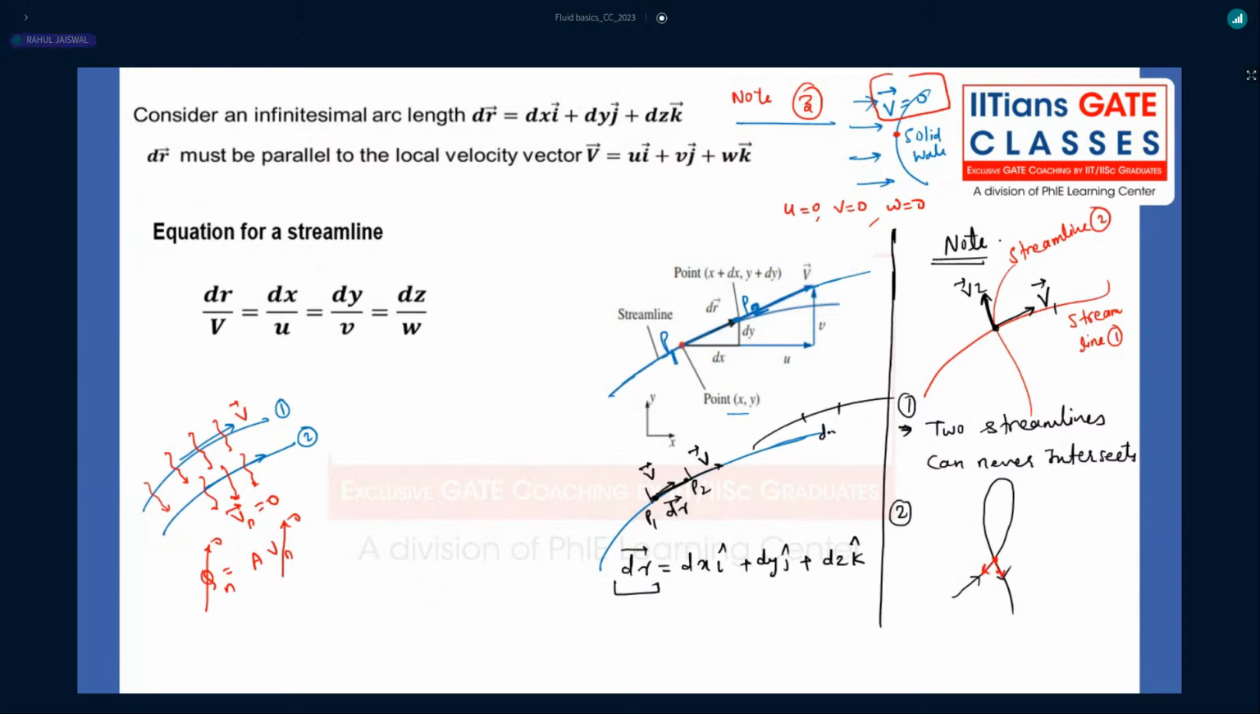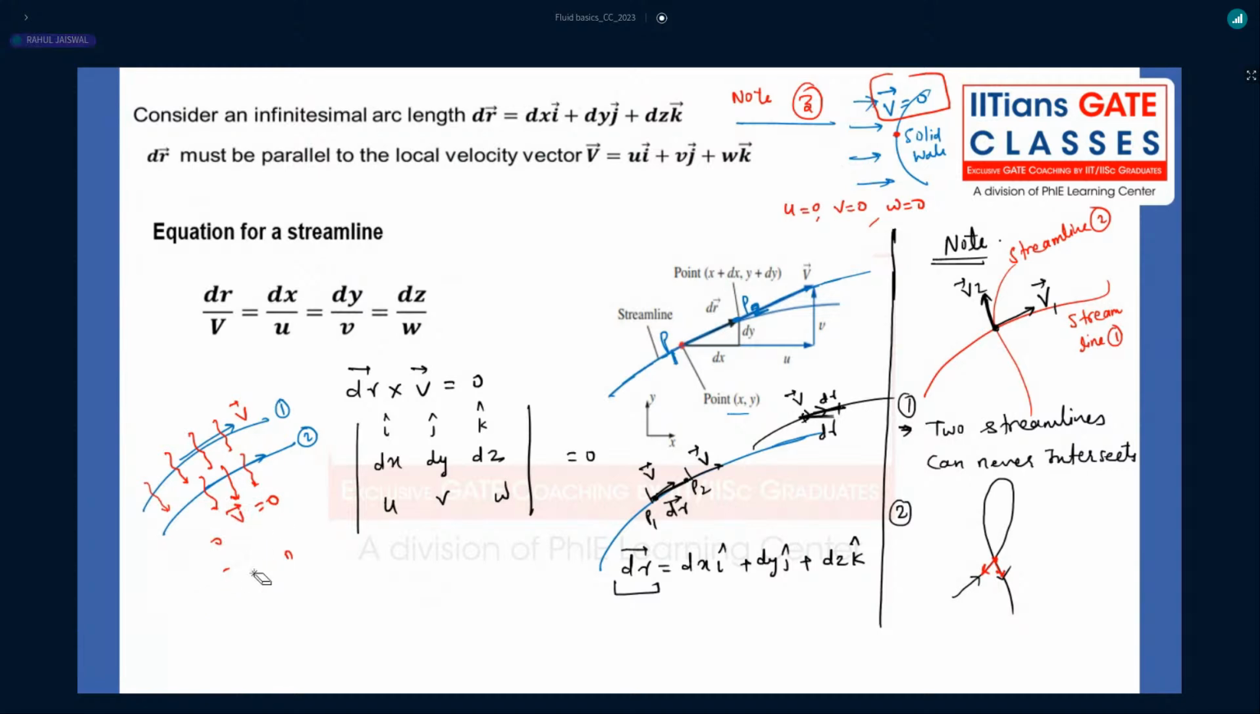If you neglect this small angle, this dr and this velocity v are parallel to each other. And we know from basic vector algebra that whenever two vectors are parallel, their cross product will be 0. So what can we write? dr cross v will be 0. dr is dx, dy, dz. v can be written as u, v, omega. This will be 0. If dr cross v is 0, then what can we write?